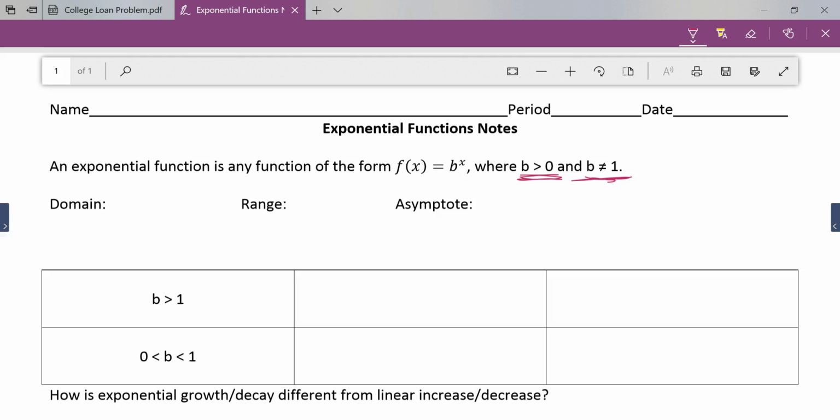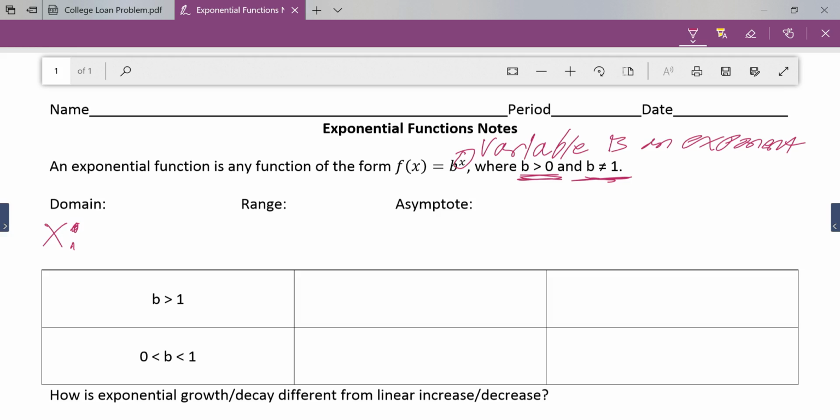Now, notice in these functions that x, the variable, is an exponent. And what this means is that your x number is just determining how many times you multiply by b. So if x is equal to 2 or x is equal to 3, that's how many times you're multiplying the number by b. So the domain for these functions is just what our x values are.